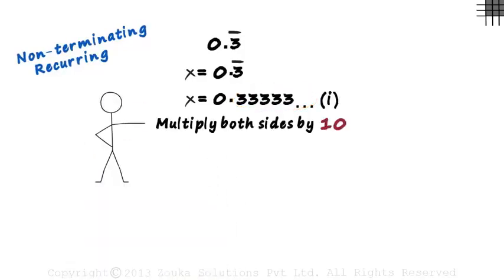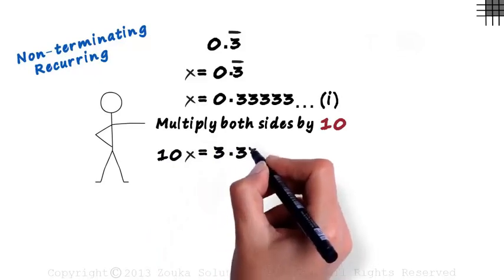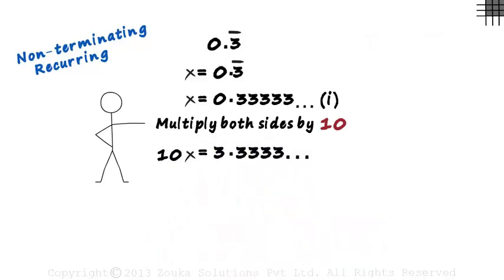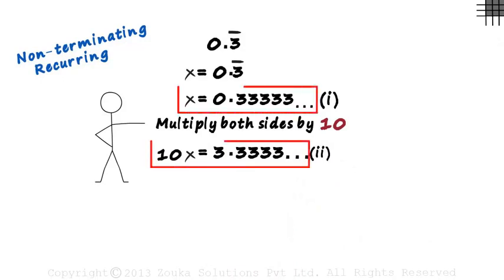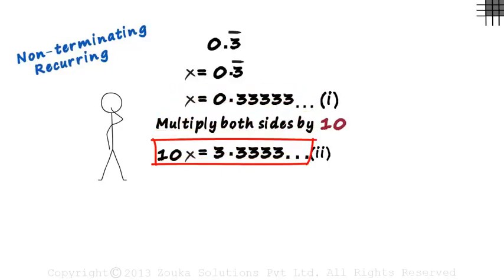We multiply both sides of this equation by 10. That gives us 10x equals 3.3333 and so on. Let this be our second equation. Now we have two equations with us. Can we eliminate this 0.3333? Think about it. How about we subtract this equation from this one?